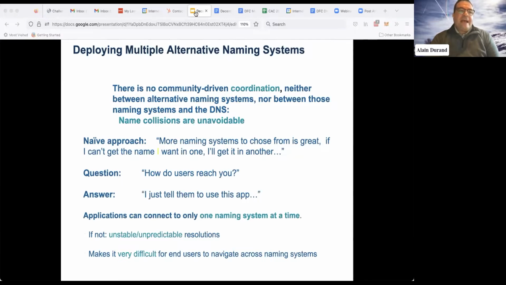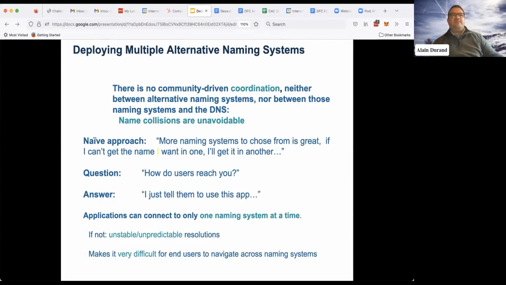That was a challenge when you have one alternative namespace alongside the DNS, but what about multiple alternative namespaces? As I said at the beginning, and as Tim mentioned earlier in this conversation, there are multiple alternative naming systems that are now offering domains. Those are not coordinated. There's no community-driven coordination, neither between those alternative namespaces, nor between those and the DNS. And because there is no community-driven coordination, name collisions will be unavoidable. A naive approach to this is to say, well, there are more namespaces to choose from, so if I cannot get the name I want somewhere, I will get it in another namespace. Great. But how do users reach you?